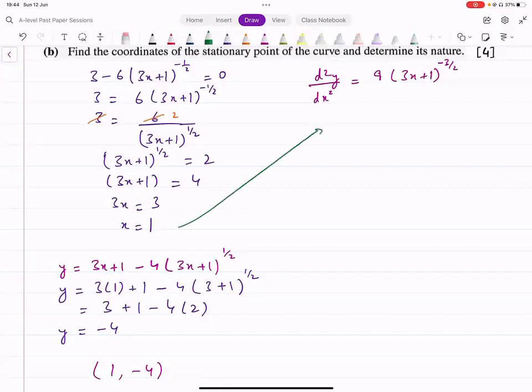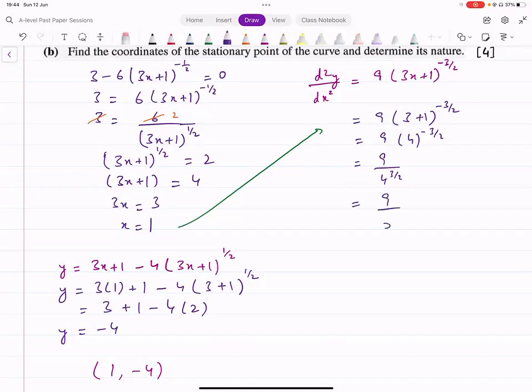The value of x is 1. Let's input that here. We get 9 into (3 plus 1) raised to power minus 3 over 2. And that gives us 9 into 4 raised to power minus 3 over 2. And we can just evaluate this directly from our calculator. 9 over 4 raised to power 3 over 2. 4 raised to power 3 over 2 is basically 8.